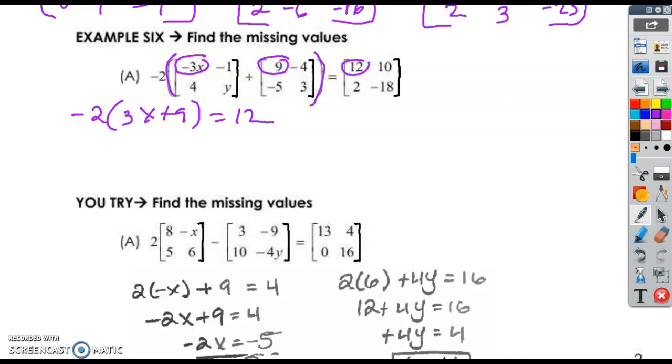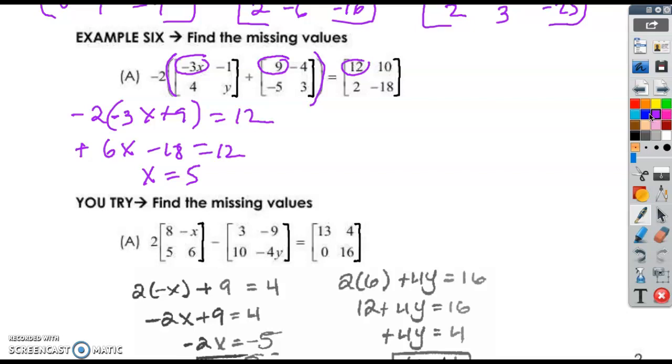Now we're going to have to distribute. So we got negative 6x minus 18. Is that right? Yeah. Wait. No. It's a negative 3x, isn't it? Which makes this a positive 6x. Okay. Shoot, I hope I'm right. So I'm getting x is 5. Hope I didn't make a mistake there.